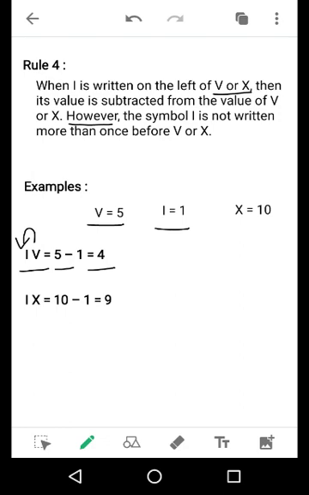Now we see another example. Here we see I and X. I is written on the left side of X. We have to subtract the value of I from the value of X. The value of I is 1, the value of X is 10. We are going to subtract 1 from 10. That is 10 minus 1 equals 9. This is the representation of 9.